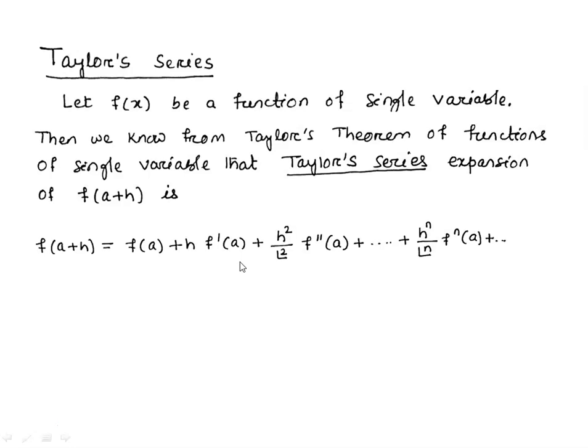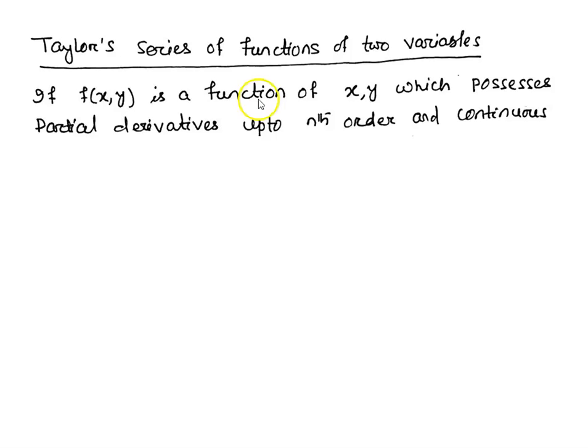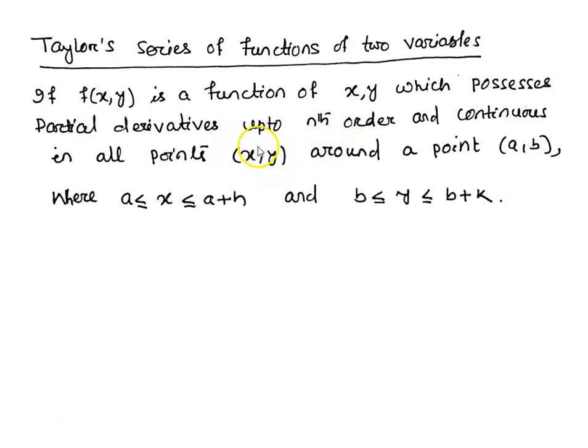Let us proceed to the Taylor series expansion of a function of two variables. Let f(x,y) be a function of x and y which possesses partial derivatives up to nth order and which is continuous at all points (x,y) around a point (a,b), where x lies between a and a+h and y lies between b and b+k.